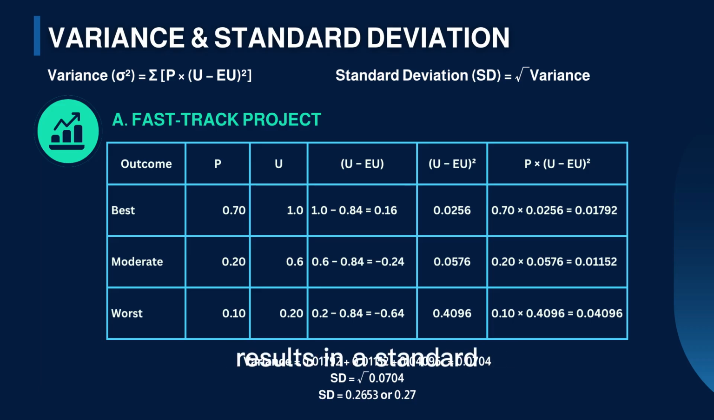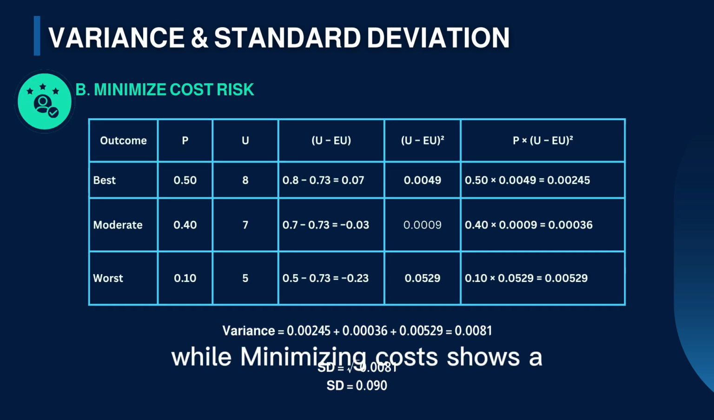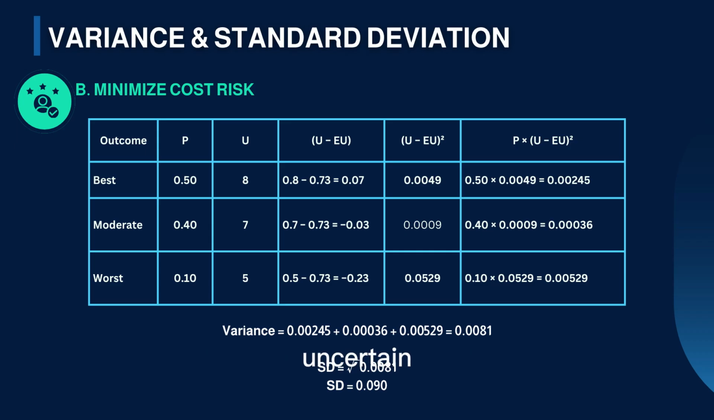When we examined variability, we discovered the standard deviation of utilities. Fast-tracking the project results in a standard deviation of 0.27, while minimizing costs shows a standard deviation of 0.09. This indicates that the fast-tracked project is more uncertain, whereas the cost minimization approach is more stable.